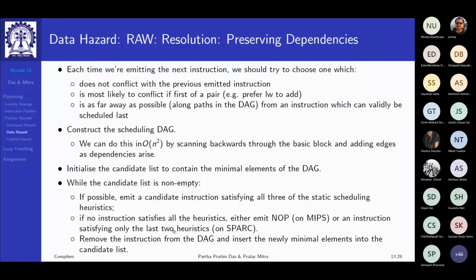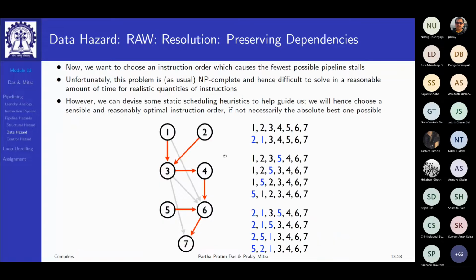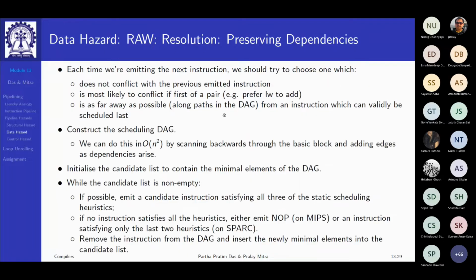So first, the heuristics: each time we emit the next instruction, whenever there are choices, like at the beginning, where there is a choice between 1, 2, and 5, we apply these heuristics. First, the instruction should not conflict with the previously emitted instruction. We have to try to avoid that conflict.